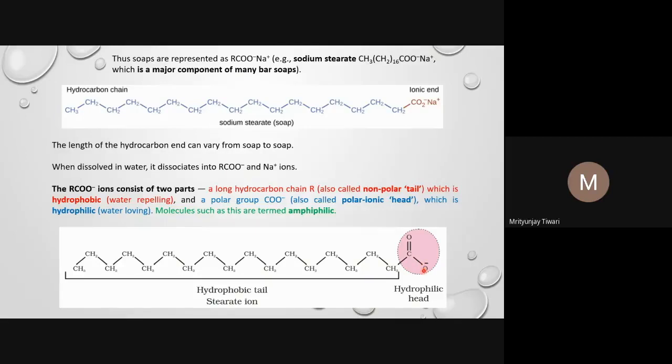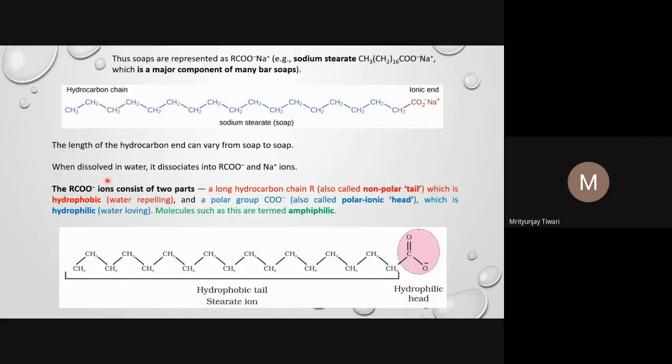It interacts with water. It has a strong affinity with water, but this one doesn't like water because it is non-polar. So this is the hydrophilic head, and this is called the hydrophobic tail of this ion. In all, it is a stearate ion.